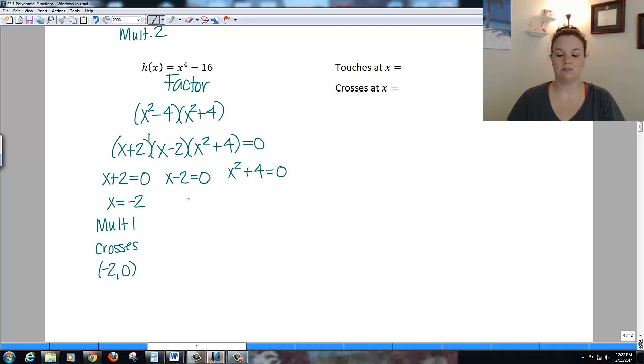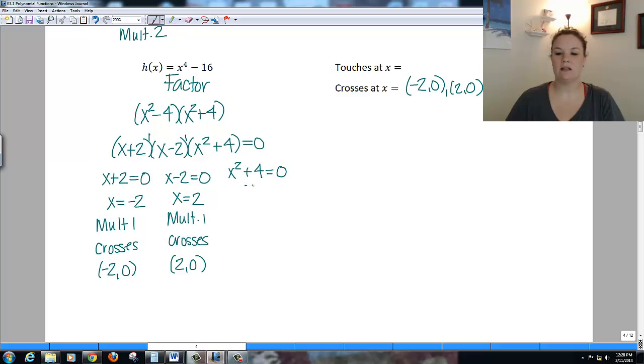When I solve the next one, same thing. When I move the 2 over, I get x equals positive 2. I look at the factor that came from, and notice up here, x minus 2, I only had one copy of that factor. So this one has multiplicity 1. Since 1 is odd, that means it crosses the x-axis at this intercept, which would be 2, 0. So I'm going to go ahead and put those up here on cross. I have negative 2, 0 and 2, 0.